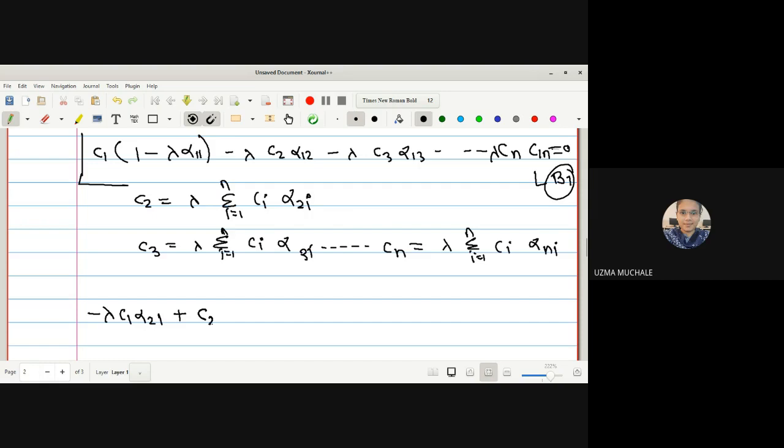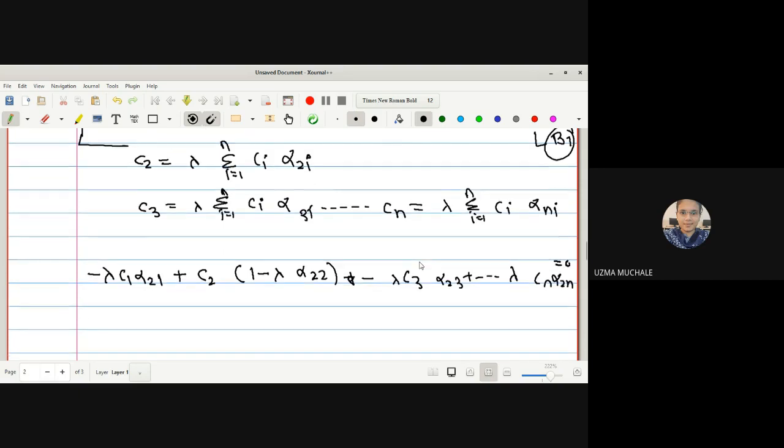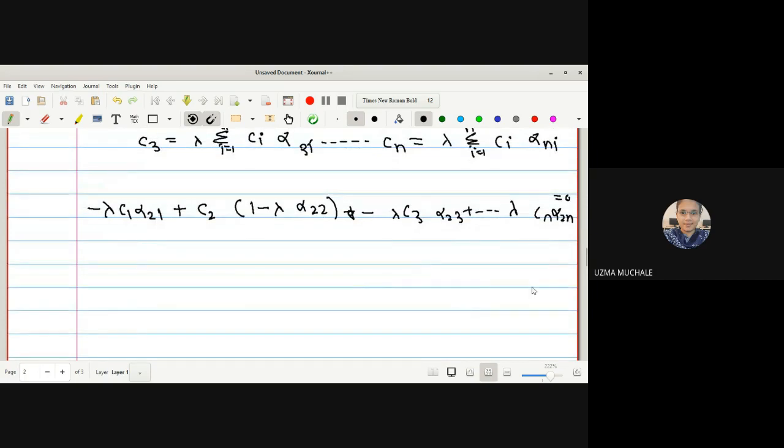So let me take c2 outside. It will be 1 minus lambda alpha 22, right? Plus, sorry, minus, the next is minus lambda c3 alpha 23 and so on, minus lambda cn alpha 2n is equal to 0. Similarly, we can now rename this as some equation b2. Now a2 has been converted to b2.